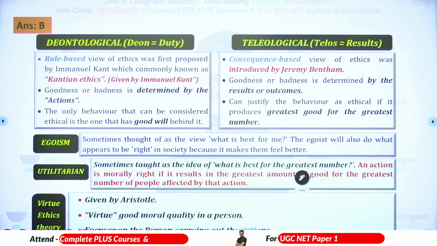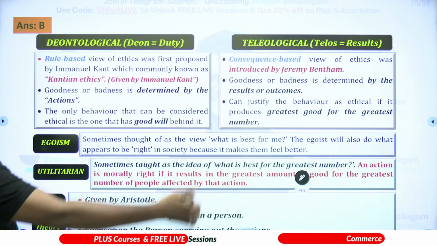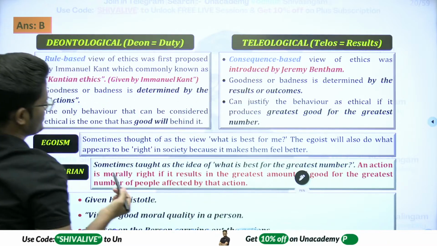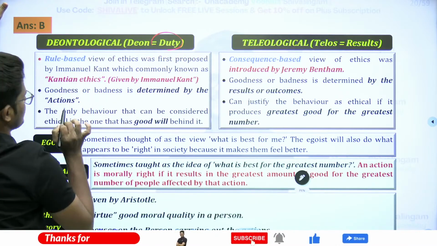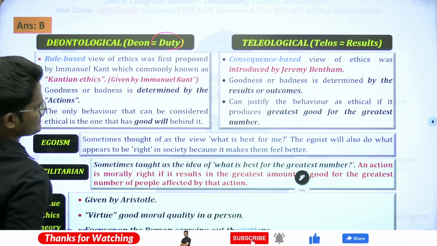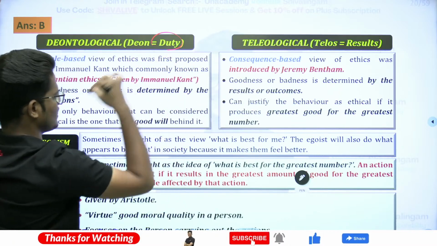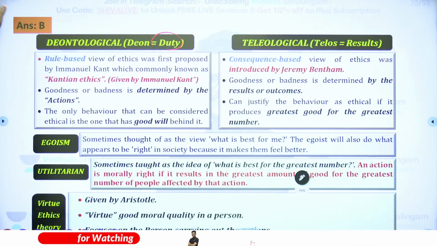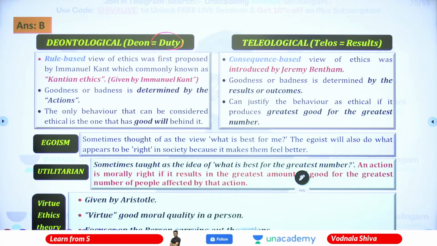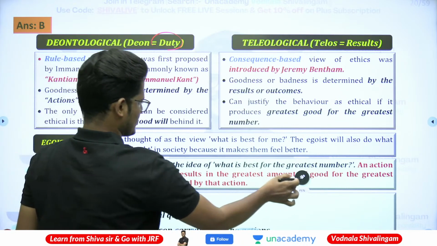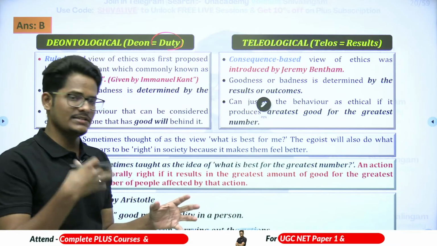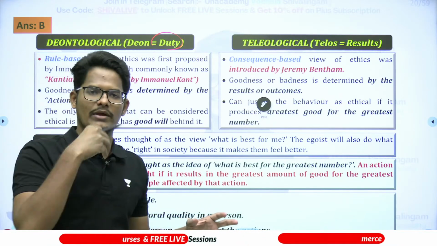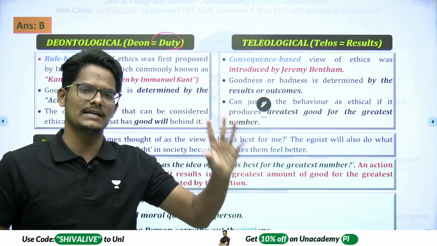Let me explain the principles of ethics. Deontological and teleological are two types of ethics in business. Deontological is duty based, based on the rules, and teleological is based on results, the consequences. This is on actions. So these two are different ethical theories, whereas the utilitarian theory is sometimes taught as what is best for the greatest number, which is suitable for many people, and that is treated as ethical.